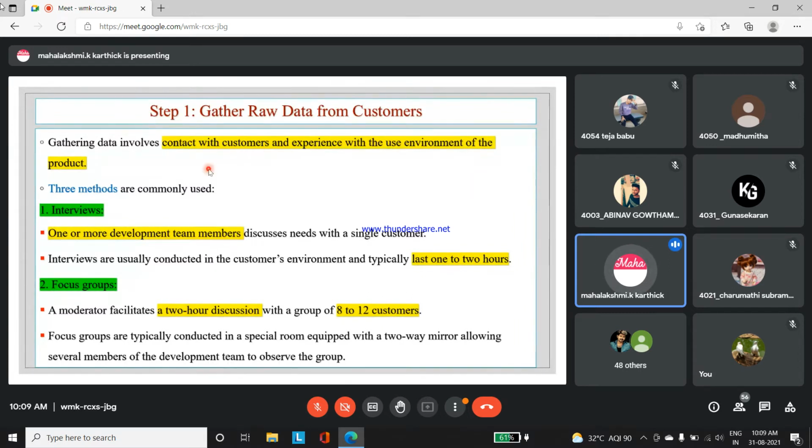So gathering data involves contact with the customers and experience with the use environment of the product. So there are 3 methods involved for gathering raw data from the customer.